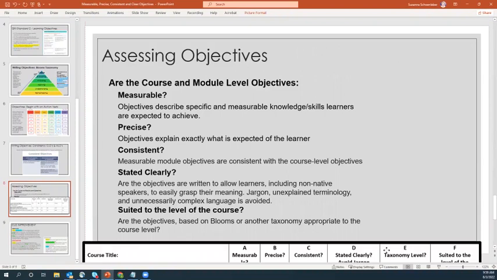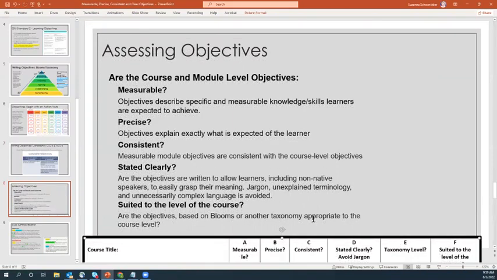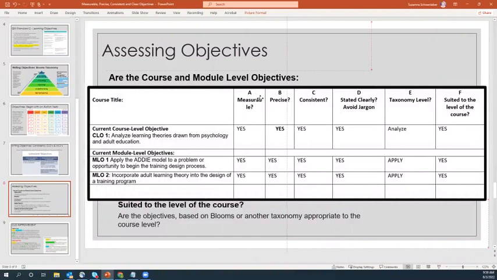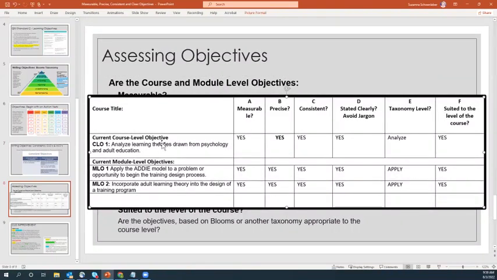In the workshop, these were the key things we went over. Are they measurable, precise? Are they saying exactly what students should know? Are they consistent with course level? Are they stated clearly? Did we avoid jargon, unexplained terminology, complex language? Objectives should be easy for students to understand, even ESL students. They should also be suited to the level of the course. Here was the worksheet that we used, and I listed course level and then module level, and we went through to look at each one. We also listed what the taxonomy level was and whether it was suited to the course.